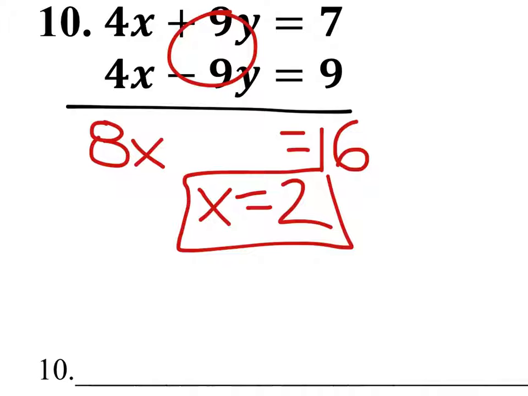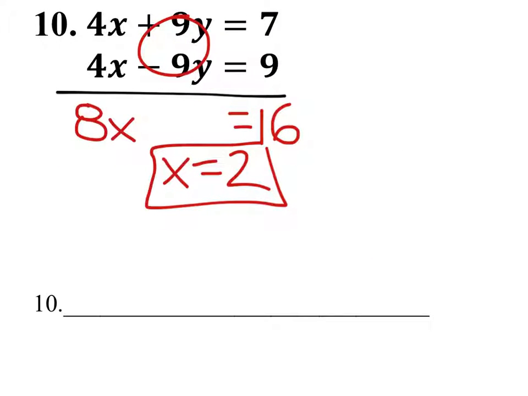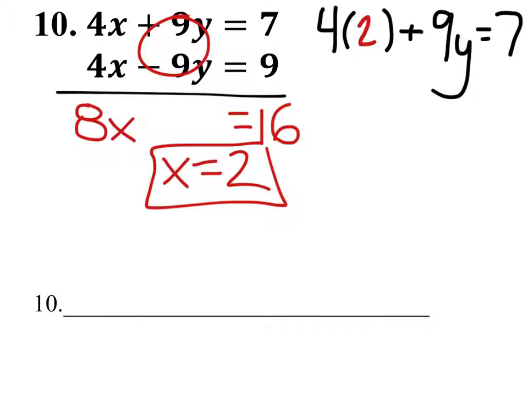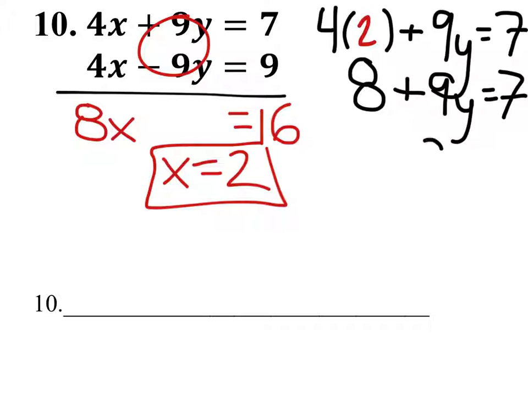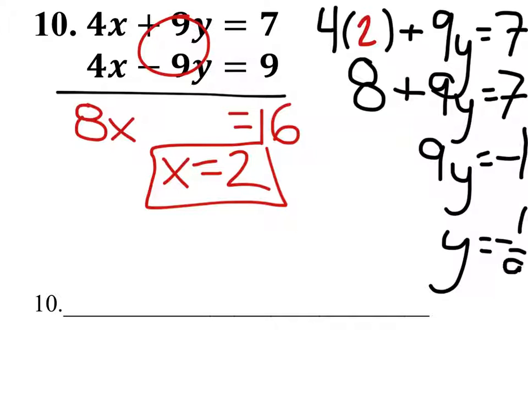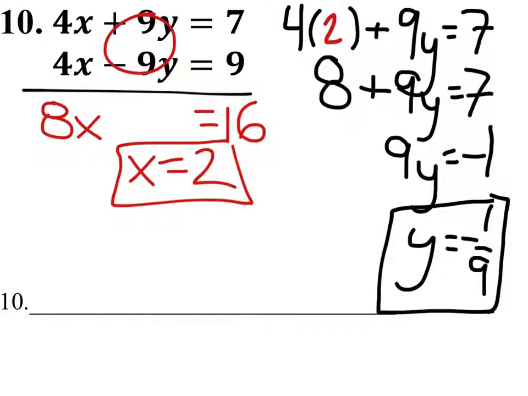All right, now I can use the original equation up in here: 4x plus 9y equals 7. So I've got 4 times x, which is 2, so 8 plus 9y equals 7. So we got 9y equals negative 1. So y equals negative 1 ninth. It does need to be a coordinate pair, so we've got 2 and negative 1 ninth.